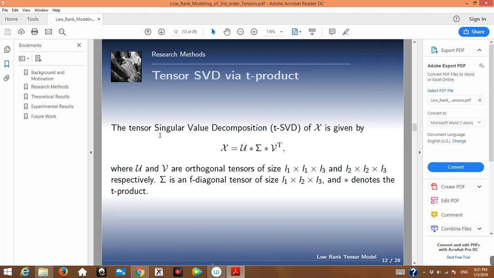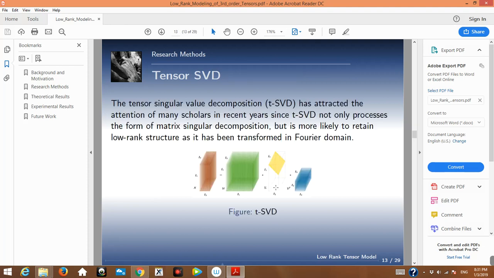That is, you can see the tensor SVD is given by X equal to U star S star V transpose, where this star is a T-product. T-product is a very beautiful algebraic structure on tensors. So X can be decomposed as U times Sigma times V transpose, and U and V are orthogonal tensors. Sigma is a diagonal tensor. This is a picture to view what is a tensor SVD.